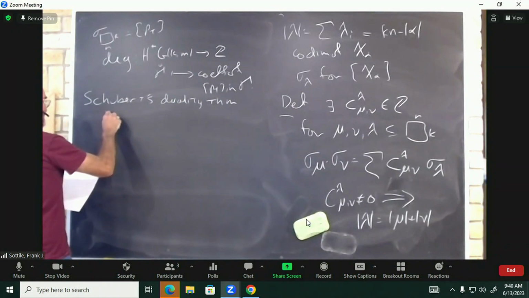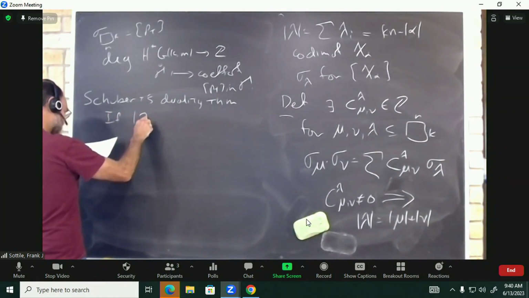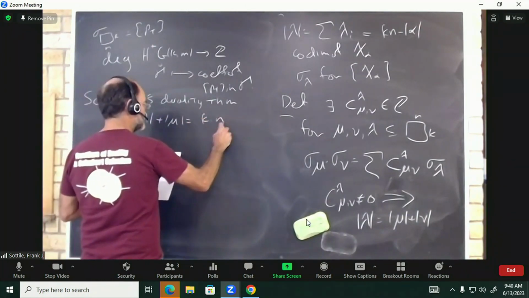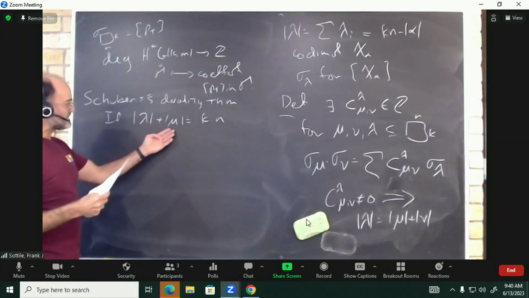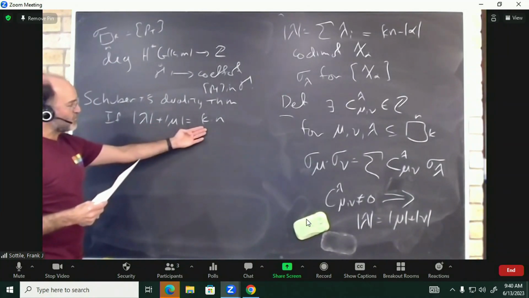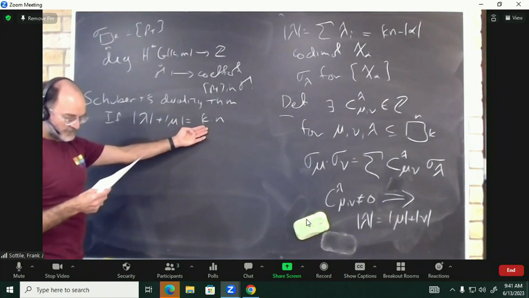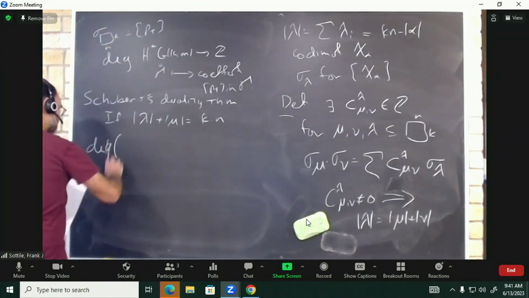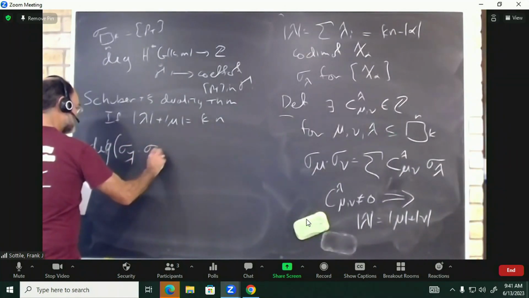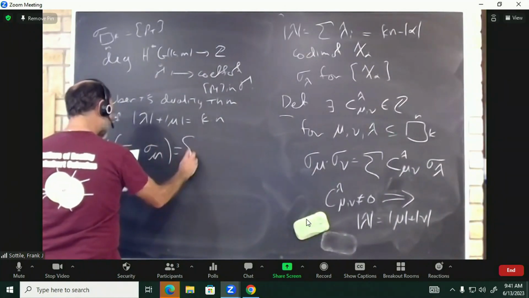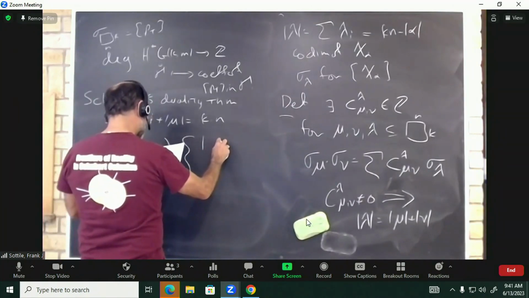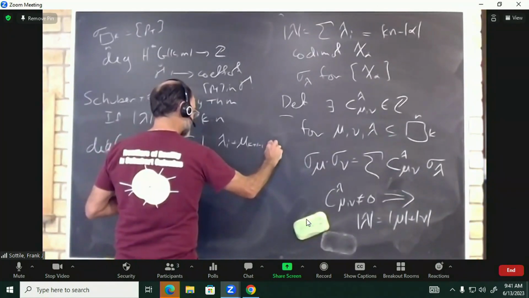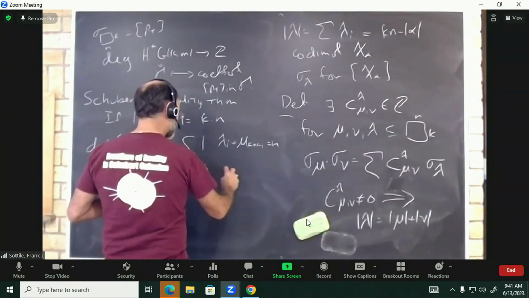And so if lambda plus mu is k times n, so these are these index classes whose product will be in the top degree cohomology. Then if you look at the degree of sigma lambda times sigma mu, well, it's 1 if lambda I plus mu k plus 1 minus I equals n for all I, and it's 0 otherwise.